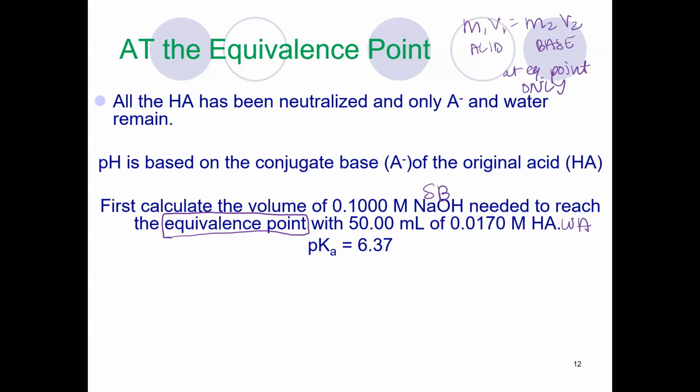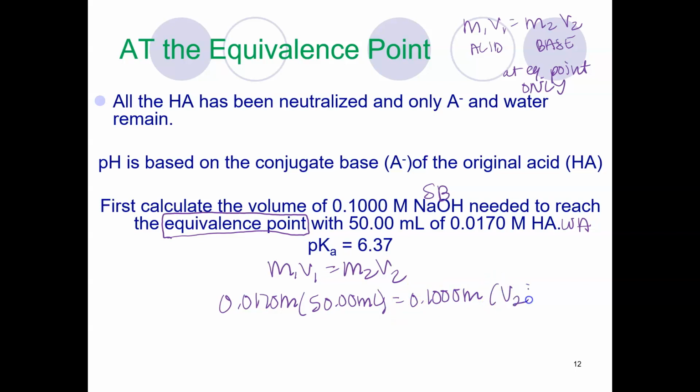So we're going to use that to solve for how many milliliters of sodium hydroxide we'd have to add to get to the equivalence point. So using M1V1 = M2V2, the molarity of the acid is 0.0170. The volume of the acid is 50.00 milliliters. The molarity of the base is 0.1000.